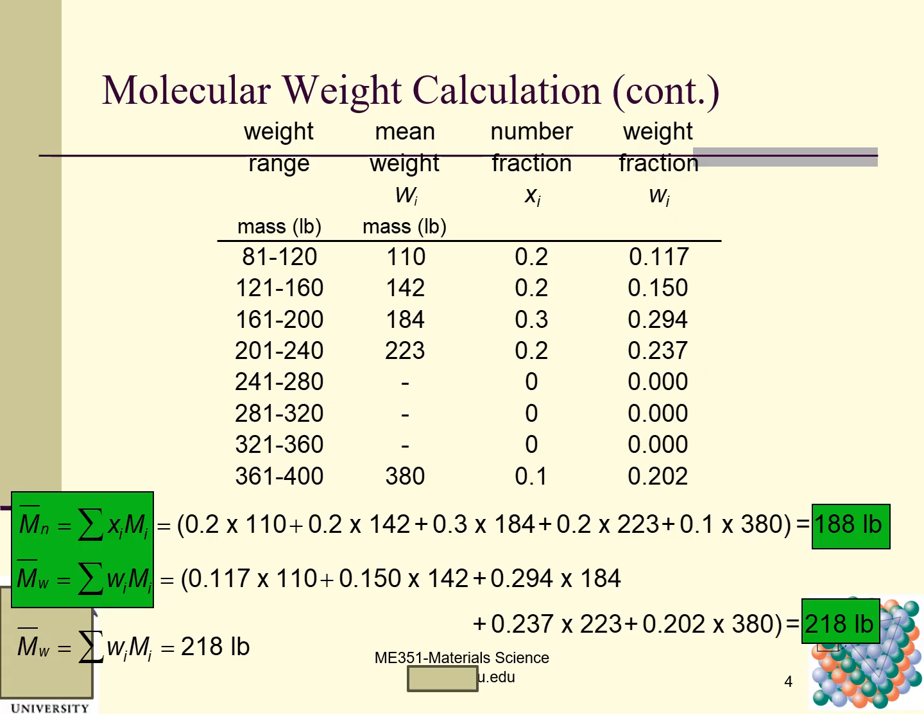Then we use this equation to calculate, and all these are the number fractions for these different weight ranges, and we get a number fraction xi and a weight fraction wi. And then we can calculate the molecular weight based on the number fraction, and the weight based on the weight fraction. So we can get these two values. 188 pounds, and this is 218 pounds. So we have two different values.